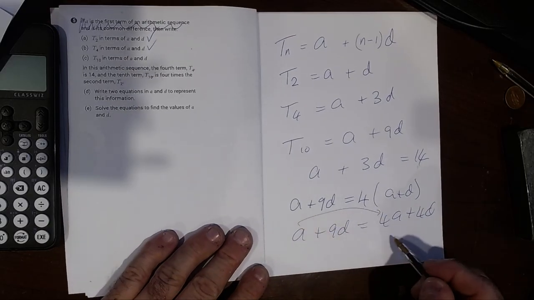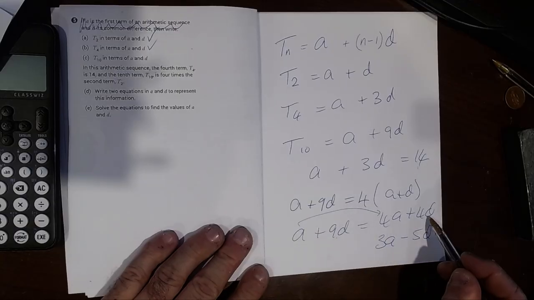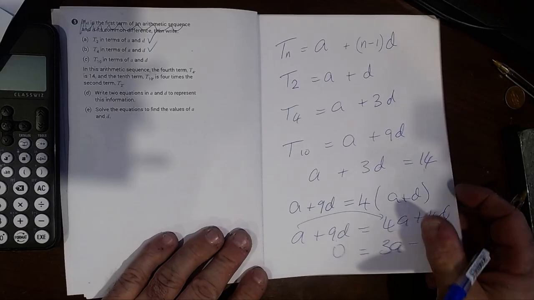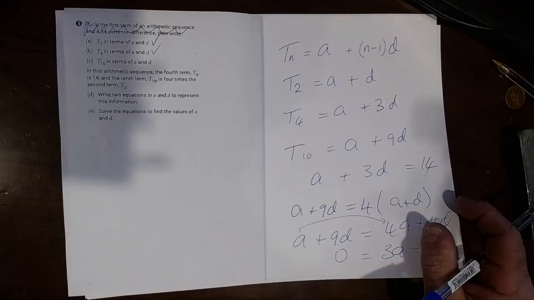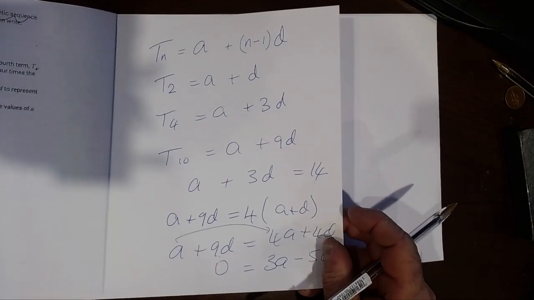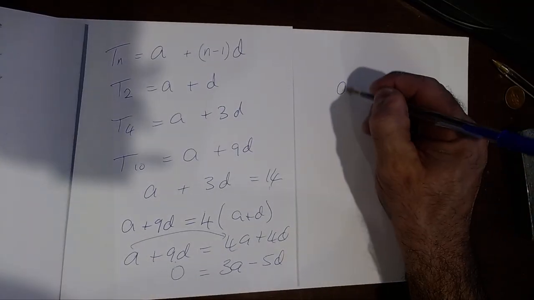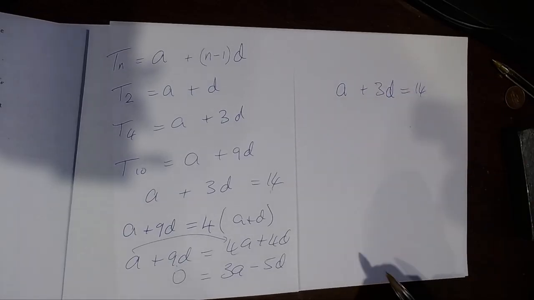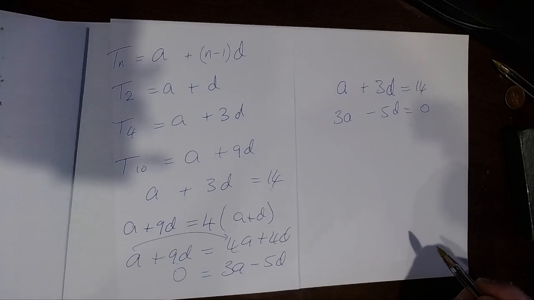Now we'll bring the A's and the D's to one side, and we'll get 3A minus 5D equals 0. Bringing 9D back, taking 9D away from this, you get minus 5D. Okay. So we're going to proceed with what's going to turn into a simultaneous equation, or it already has. A plus 3D equals 14, and 3A minus 5D equals 0.